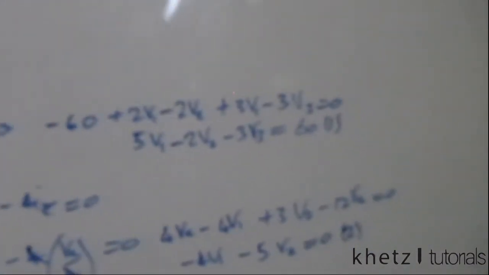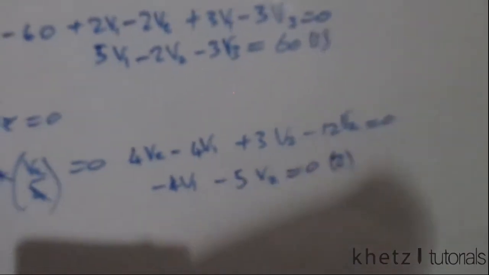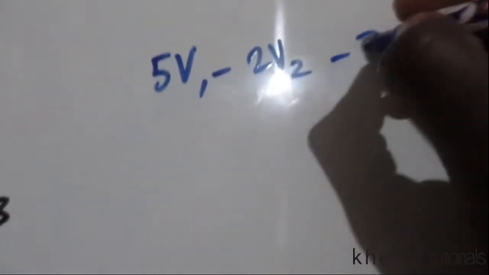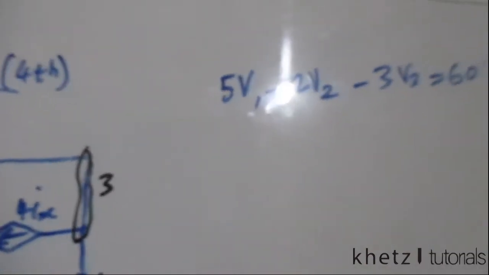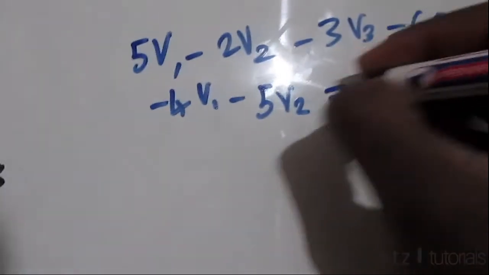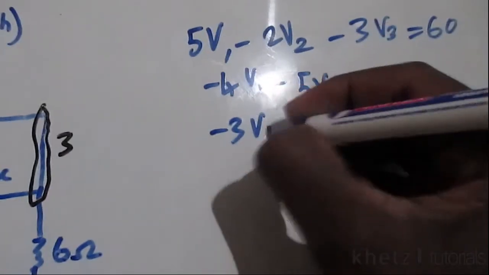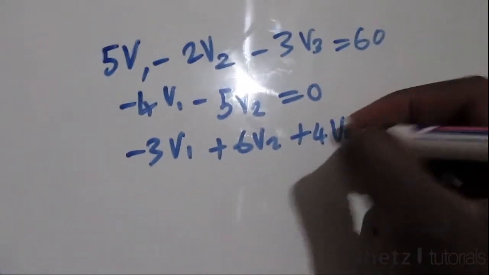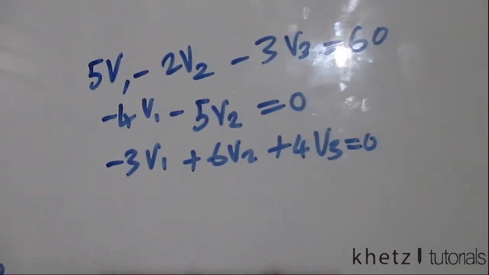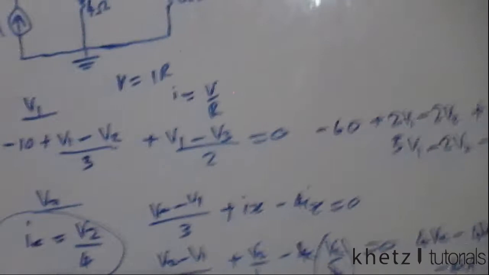Now, trying to solve these using basic simultaneous methods could be tedious. So I'm going to use Cramer's rule to find each of the variables of interest. Let me write all these equations up here again so that I have some space. So 5V1 minus 2V2 minus 3V3 equals 60. Second equation is negative 4V1 minus 5V2 equals 0. And the last equation says negative 3V1 plus 6V2 plus 4V3 equals 0. Those are the three equations we have to solve to find each of the node voltages. Let me erase everything else so I can do Cramer's rule.